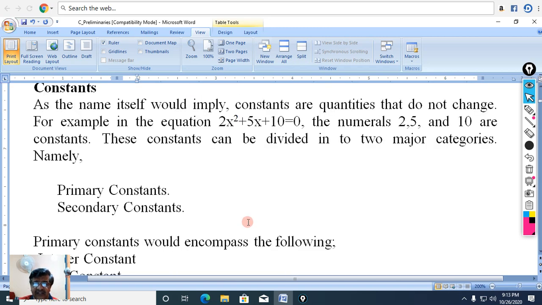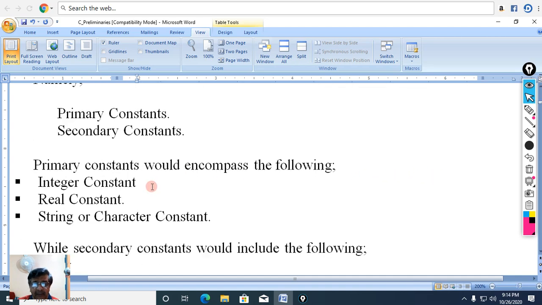Constants, as the name itself would imply, are the quantities that do not change during the execution of the program. For example, in the equation 2x square plus 5x plus 10 equal to 0, the numerals 2, 5 and 10 are constants, and x will be a variable. These constants can be divided into two major categories, namely the primary constants and the secondary constants.